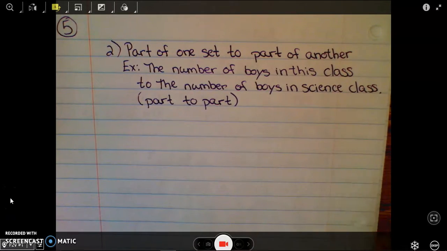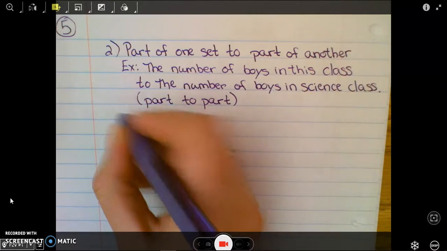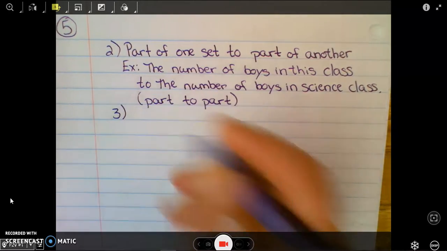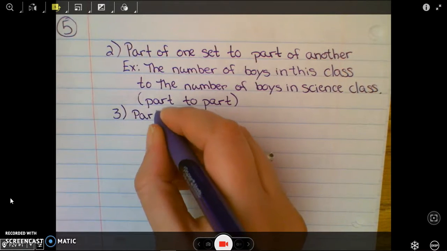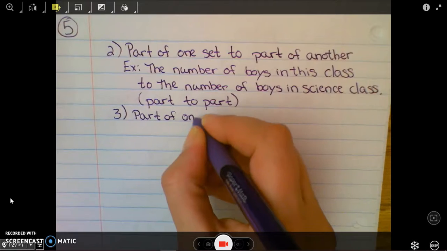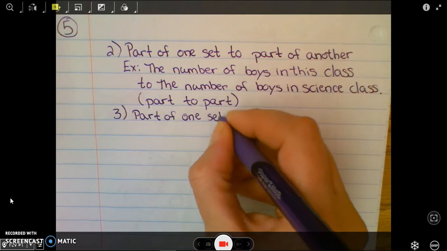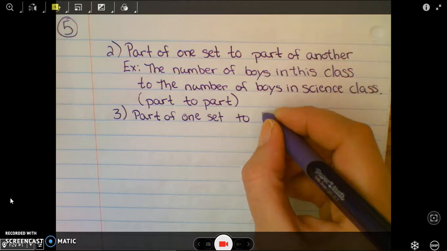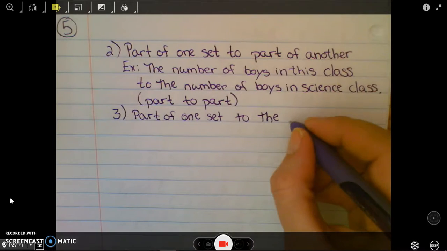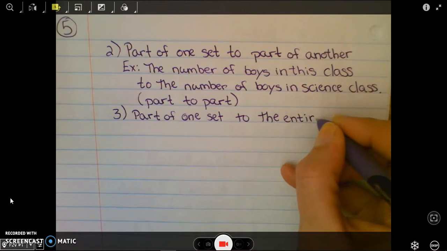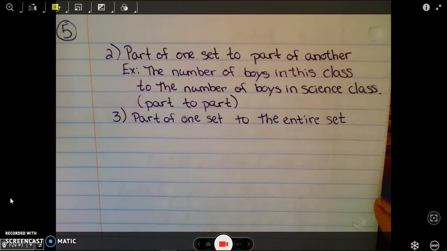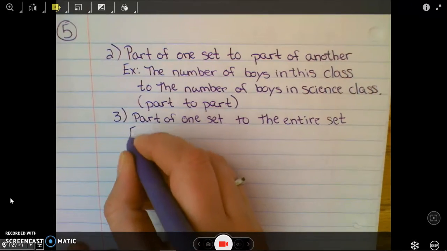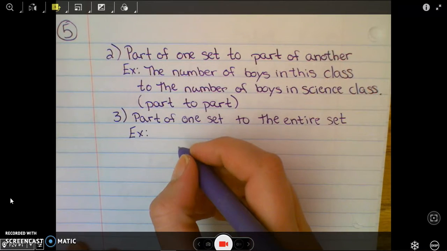So we're going to pick up with our third comparison that a ratio can create, and that is going to be part of one set to the entire set, and that's of that same set. So I'm just comparing things within one set, part of that set to the entire set.